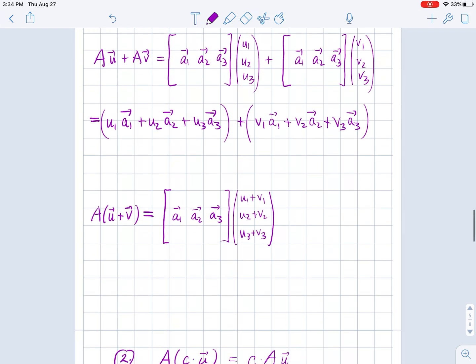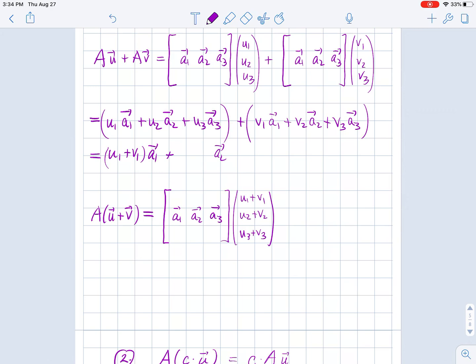And now, of course, I'm going to look at that and say, oh, well, I have some common terms here. I have a vector a1. I don't know what it is because I don't know what the numbers are, but I see on one hand it's being multiplied by u1, and on the other hand it's being multiplied by v1. Right? And so what I could do is say, well, that's the same as u1 plus v1 times that first vector. That takes care of those two terms.